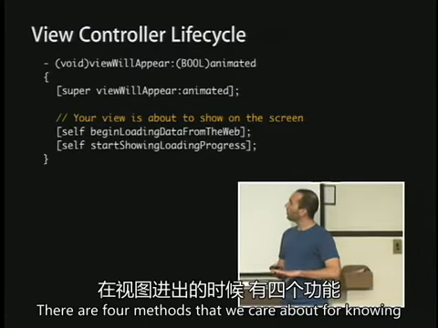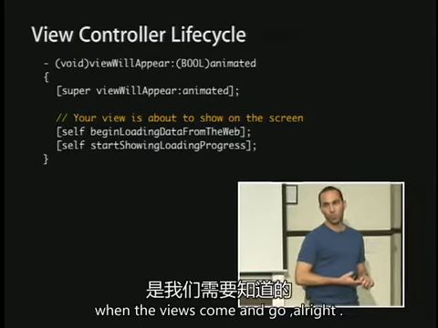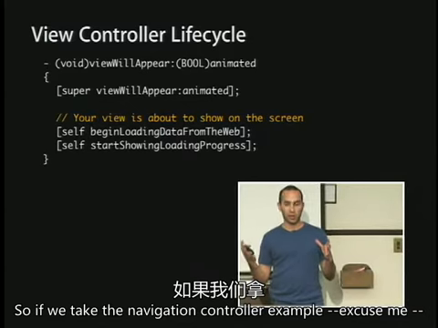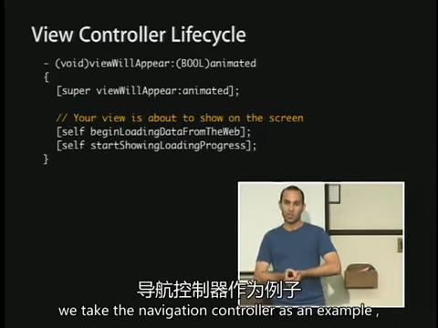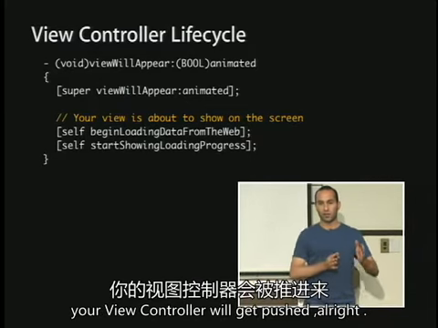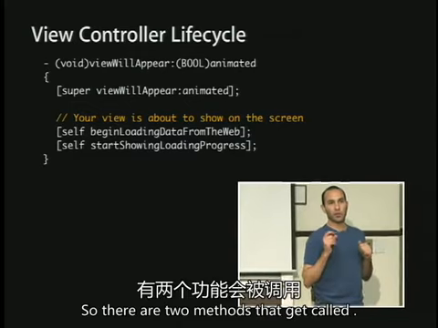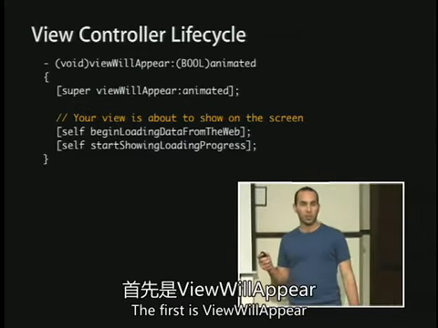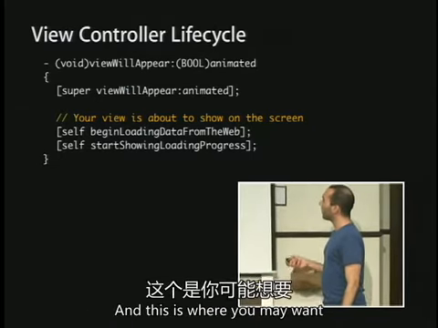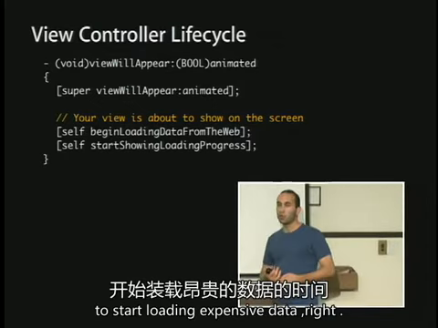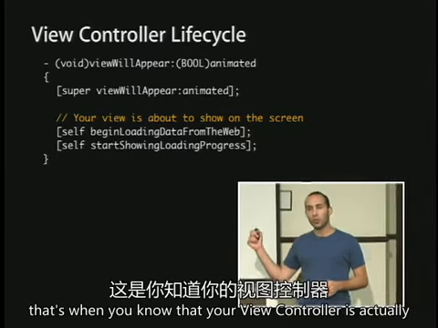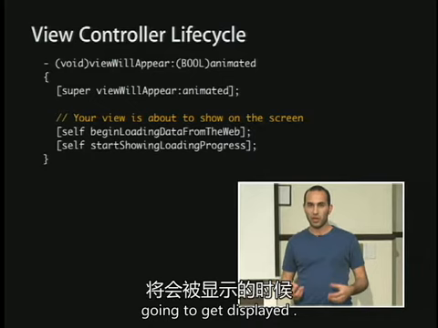There are 4 methods that we care about for knowing when the views come and go. The first is viewWillAppear. Take the navigation controller as an example. Your view controller will get pushed and animated in, so 2 methods get called. The first is viewWillAppear, which happens right before the view comes on screen. This is where you may want to start loading expensive data. If you have to go fetch something from the web, that's when you know your view controller is actually going to get displayed, so it's time to go update.